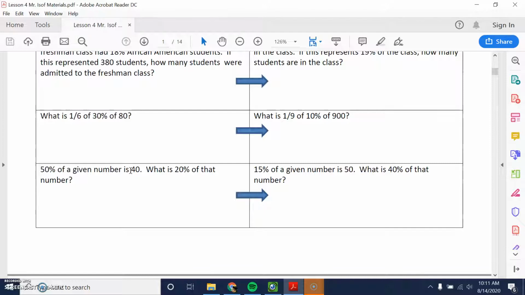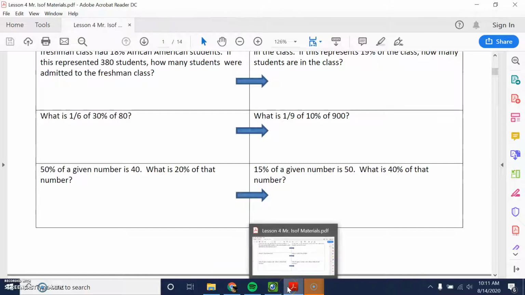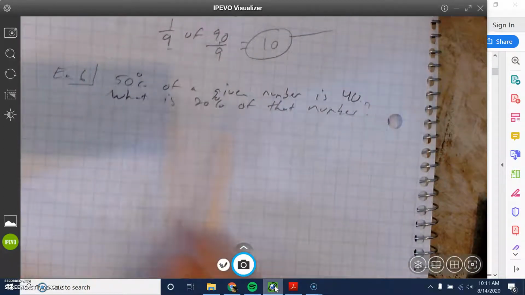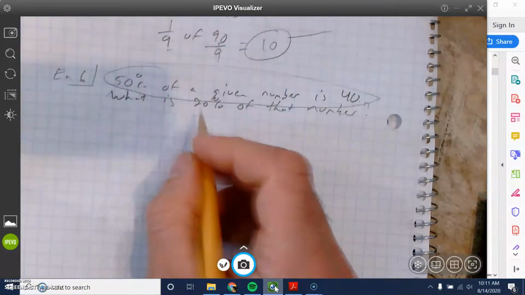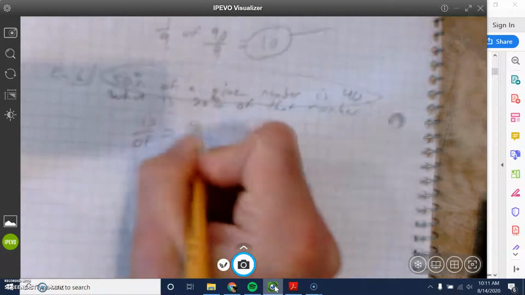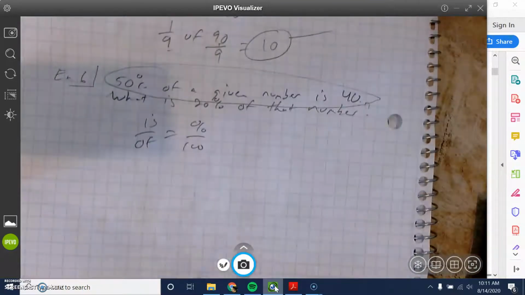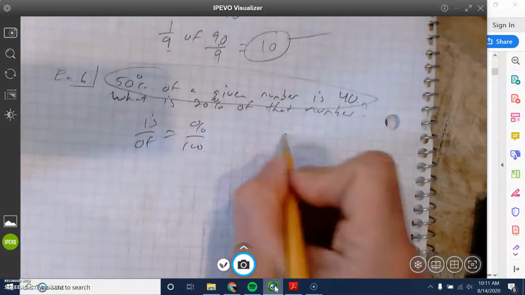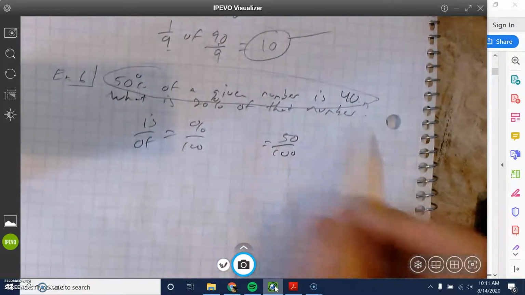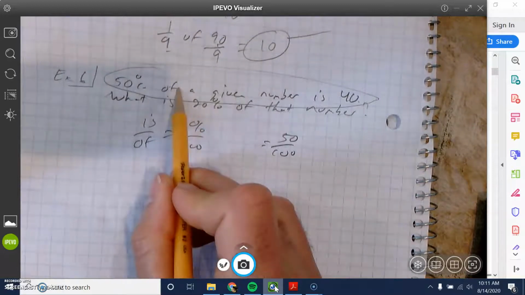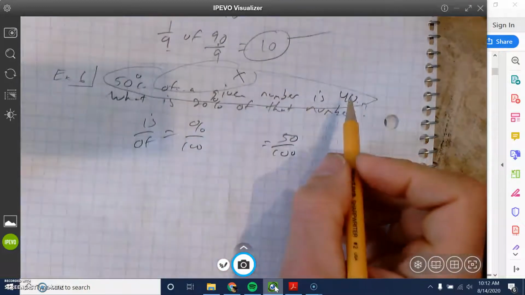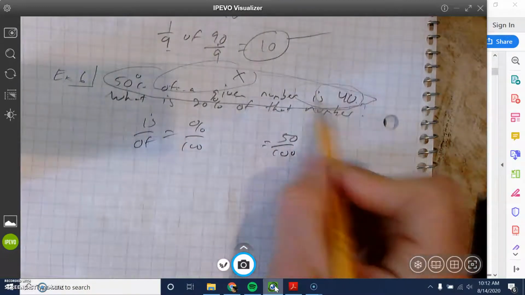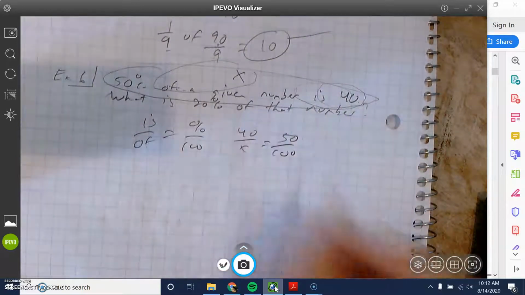Okay, so look in here. This is actually another double one. 50% of a given number is 40. So this right here is Mr. Is-of. Is over of equals percentage over 100. So 50%, let's lock that in. Percent, always lock it in first. Of a given number. I don't know what that is, so that's x. So of and x are paired together. And then is 40 right there. So it's going to be 40 over x.